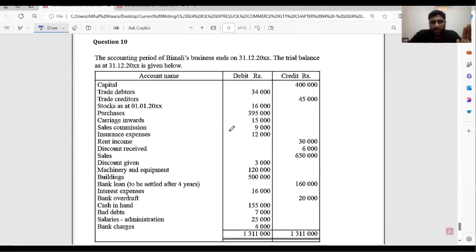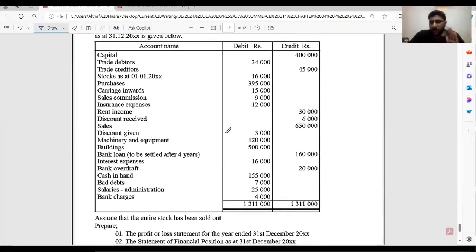So people, here they have given us a trial balance. Now these are the first few questions that we are doing. Generally, there is a method that I follow, where I teach the students: when they give a trial balance, mark everything in the trial balance first. Then move to the preparation of the financial statements. So here, let's start.